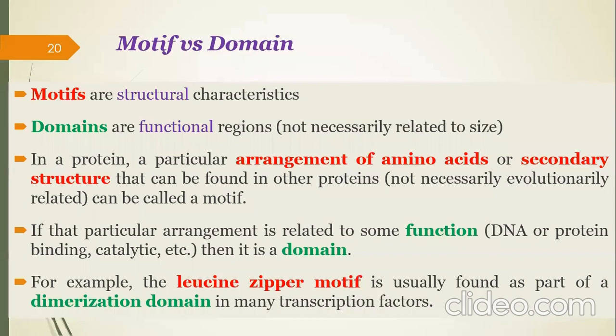And for example, leucine zipper motif is usually found as a part of a dimerization domain. So dimer जब बनेंगे, that has a dimerization domain in many transcription factors. So now we are referring to the function. So first one was motif, and now it's time to call it a domain, because of dimerization in transcription factors. Am I clear?